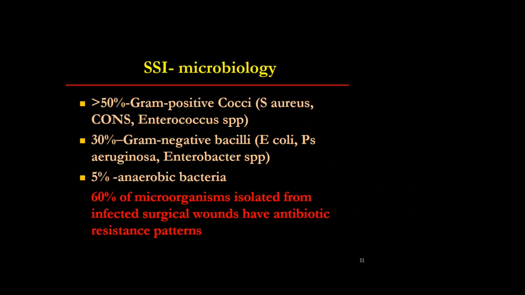More than 50% are gram positive, obviously Staph aureus, because that is the commonest commensal on the skin surface. But especially in our specialty, 30% may be because of gram negative organisms as well. And in 5%, we might also have to keep in mind that it could be an anaerobic bacterium giving rise to the infection. And another observation which is coming around is that from infected surgical wounds, when you culture, you don't culture all wounds, but when you do culture and do the sensitivity analysis, you do find that 60% have antibiotic resistance patterns.